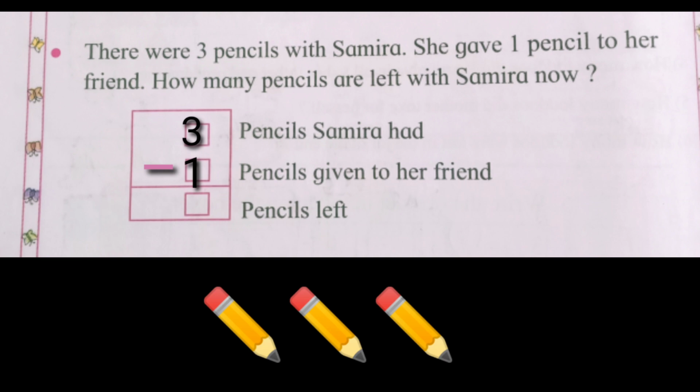Now, from 3 pencils, we cross out 1 pencil. Now, count how many pencils are left. 1, 2. Only 2 pencils, right? So, we write here 2. Therefore, 3 minus 1 equals 2. So, how many pencils are left with Samira? 2 pencils. Correct. Now, the next sum.